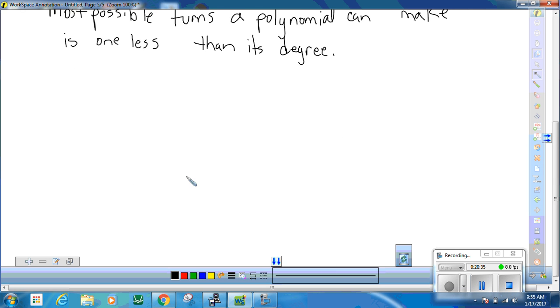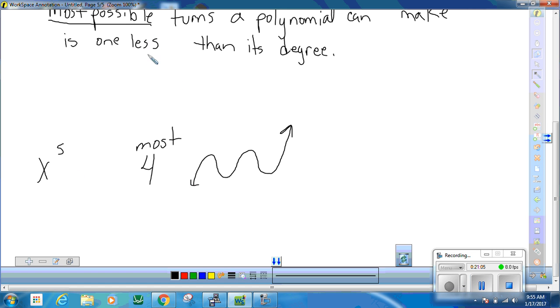If I have a polynomial that's x to the 5th, however, 1 less than that is 4. So it could take 4 turns. So 1, 2, 3, 4. All right, that is the most it could do. It could not have 6 turns. That would be too many turns. The most it can have is 4. It is important to note, though, that this says the most possible turns. It can possibly have fewer turns than 4.